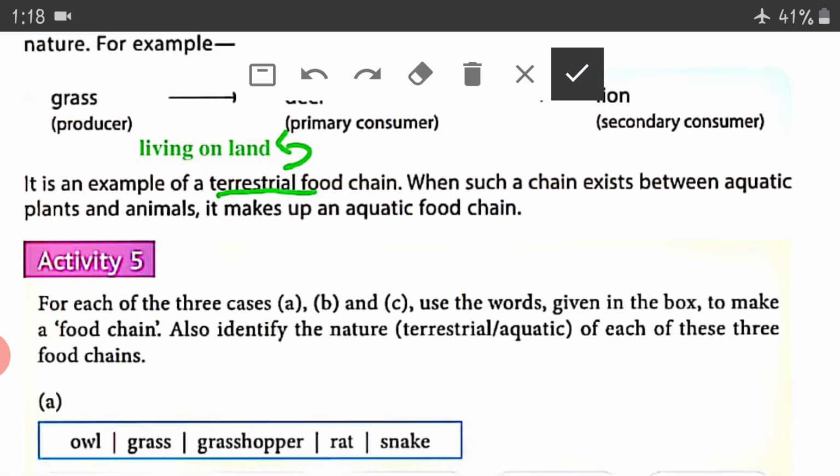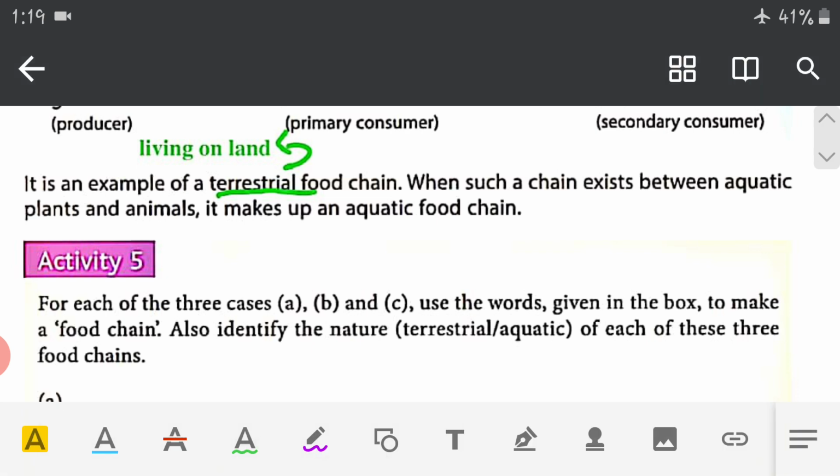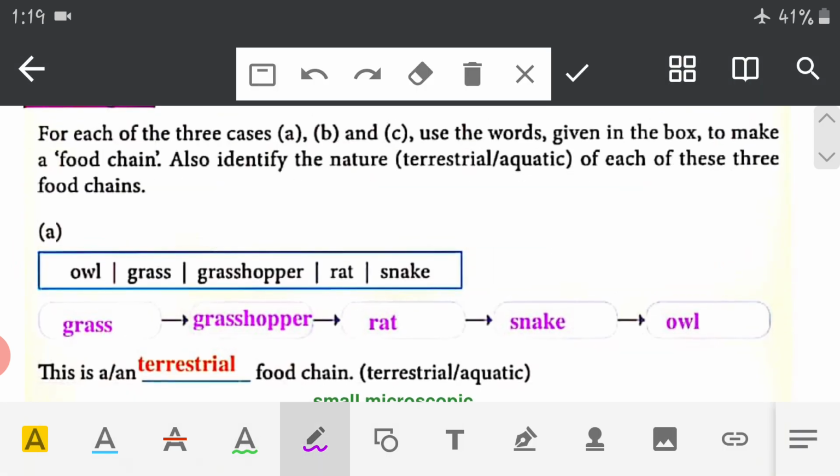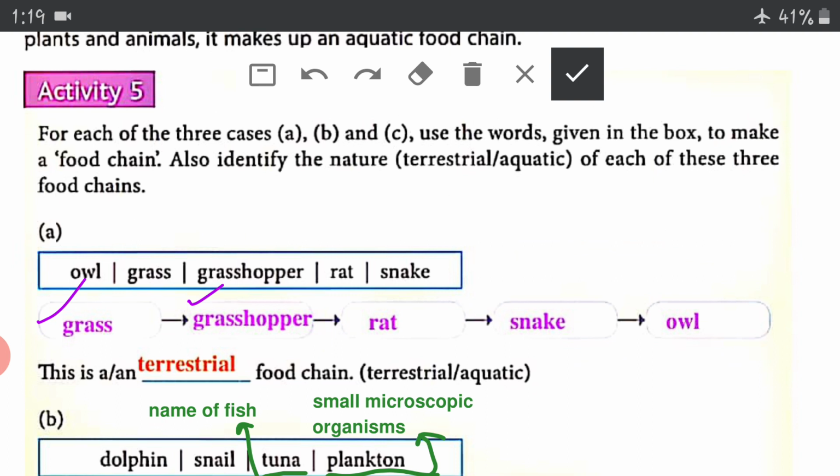Is grasshopper eaten by a snake? No, a snake cannot catch a grasshopper. Snake always eats rats. So the correct answer is grass is eaten by grasshopper, as the name also indicates. Grasshopper is a primary consumer here, a herbivore. And rat is a secondary consumer, because rat is eating grasshopper. Next, snake eats the rat. In turn, snake is eaten by owl.